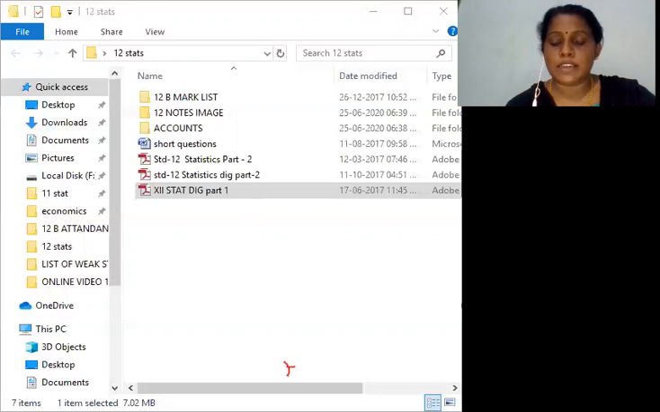A plus bx, right? So the value of a is minus 10 plus b is 2x. Here also the value of x is not given.